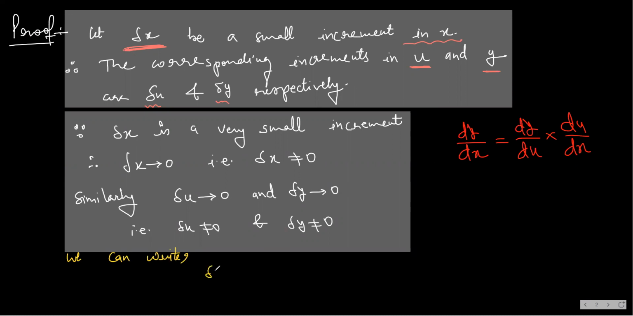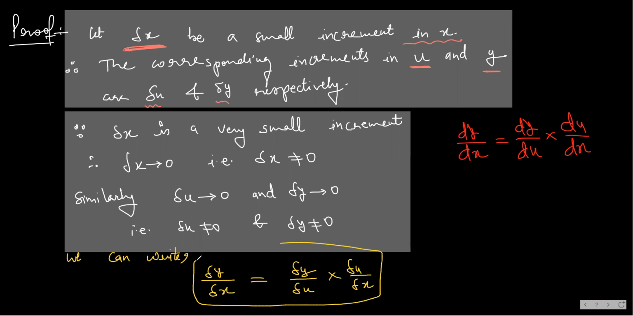We can write delta y by delta x equals delta y by delta u into delta u by delta x at any given time. At any given point in time, this is what I can always say. If you are asking how we can say this, see, it is very simple.